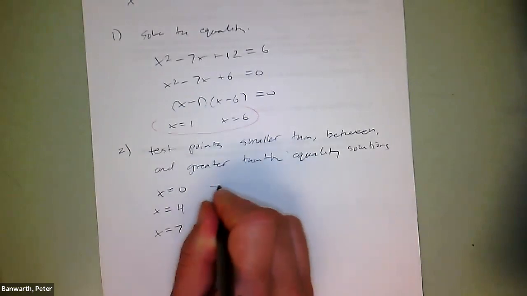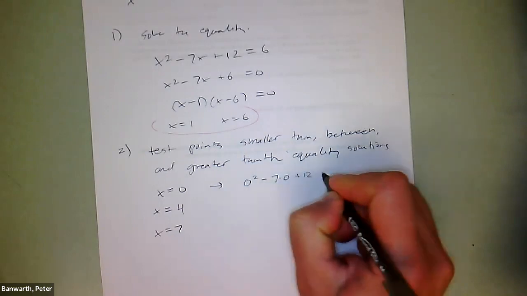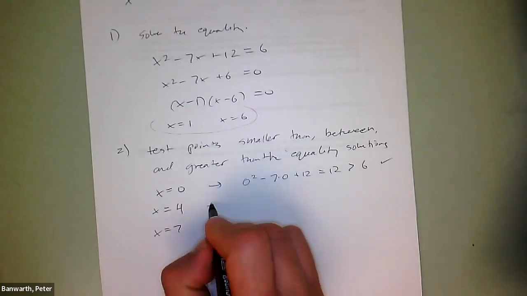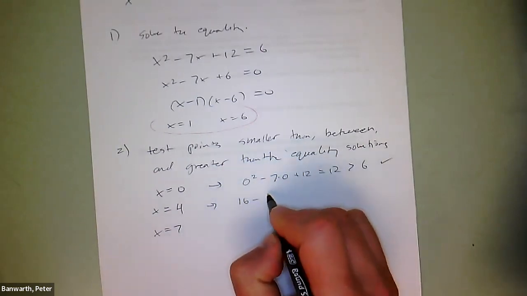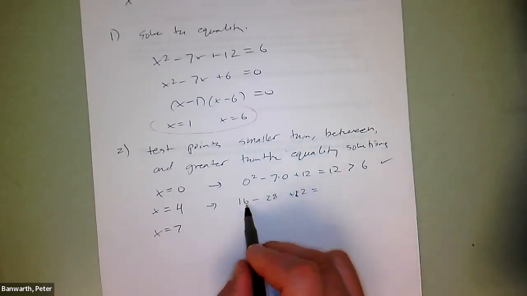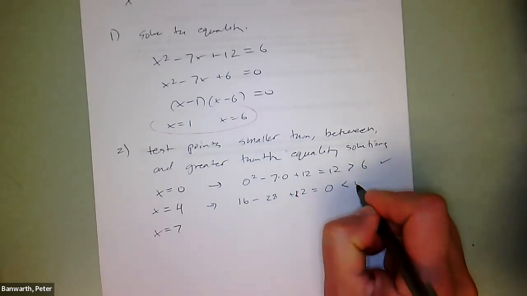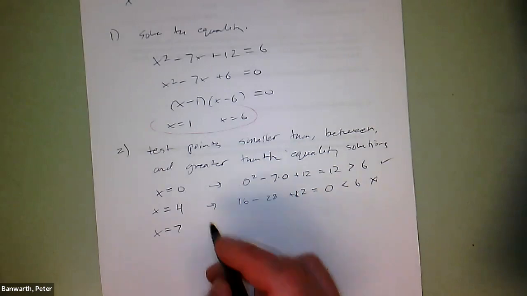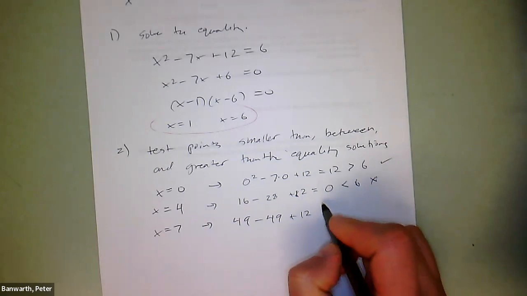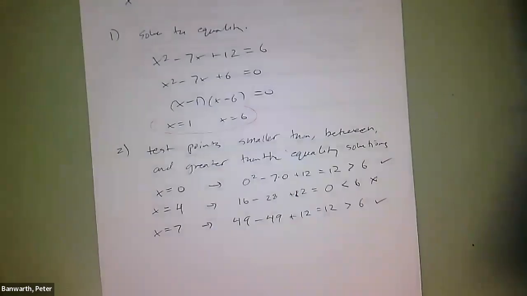And so I plug each of those points into my inequality. 0 squared minus 7 times 0 plus 12 equals 12. That's definitely greater than 6. If I plug 4 in, I get 16 minus 28 plus 12, that's exactly equal to 0, which is less than 6. So that doesn't work. And if I put 7 in, I get 49 minus 49 plus 12, which again equals 12, which is greater than 6, and that works.